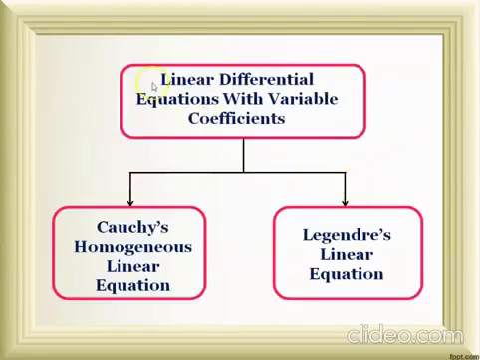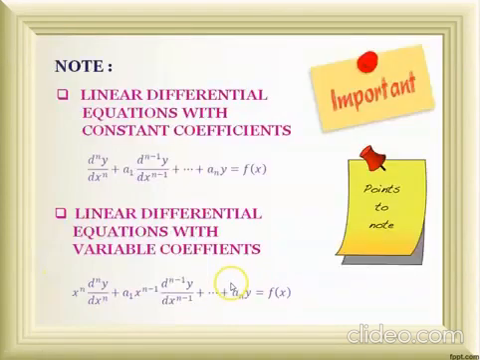In this video, I am going to discuss linear differential equations with variable coefficients. Earlier, we would have seen only the constant coefficients. In this variable coefficients type, we have two categories. The one is Cauchy's homogeneous linear equation. The other one is Legendre's linear equation. So in this video, I am going to concentrate only on Cauchy's homogeneous linear equation.